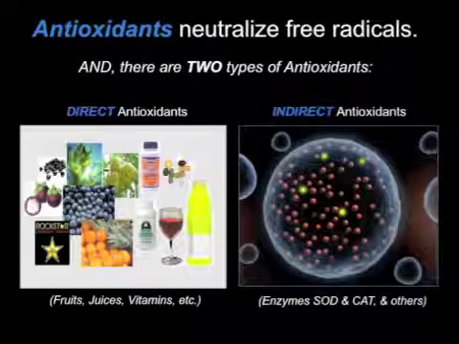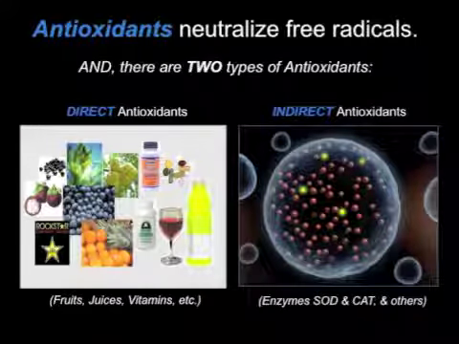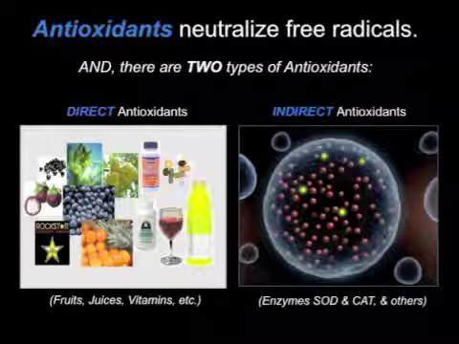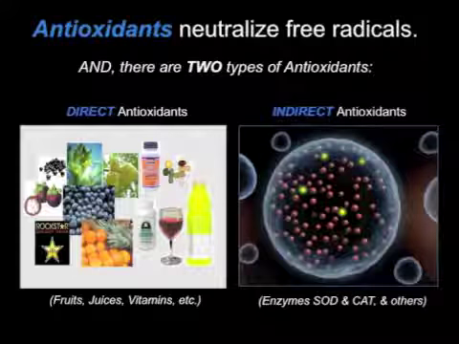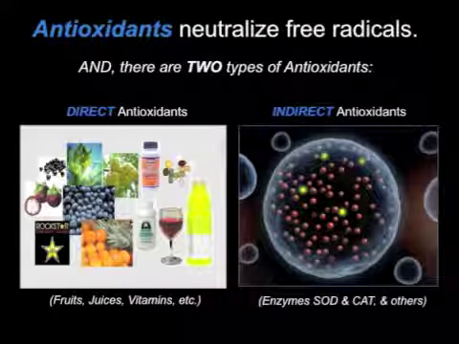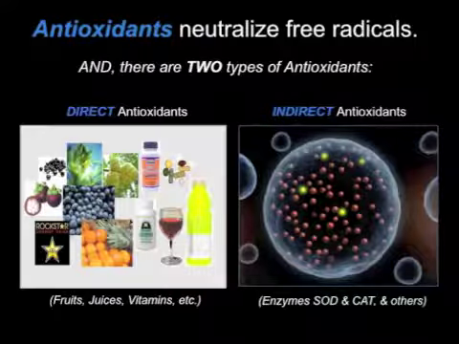We now know that antioxidants, like I said, do in fact neutralize free radicals, but there are two types. There's a direct variety, which comes from your fruits, your juices, and vitamins, etc. But there's also an indirect variety. They're antioxidant catalysts, the enzymes that are made by your cells. These indirect antioxidants, enzymes, are produced in your cells as a solution to the free radical damage or the oxidative stress load of the person. Enzymes such as SOD or superoxide dismutase, catalase, glutathione, and many, many others.